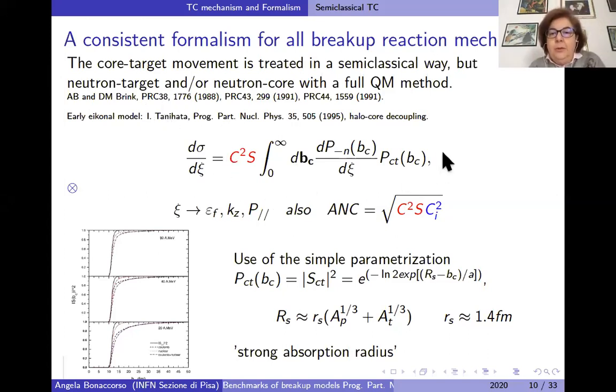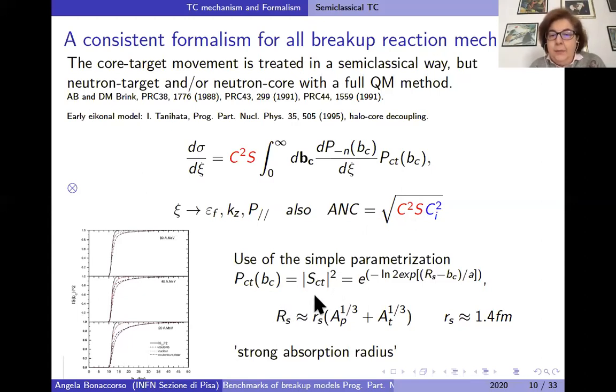We came up to an expression like this, much simpler to interpret, in which on one side one has the degrees of freedom of the core. So this is the core-target probability that the scattering is elastic. It's the modulus square of an S matrix, and what allows us to say that we can compare two reactions in which the core is measured intact.